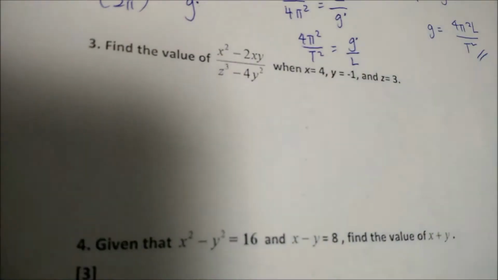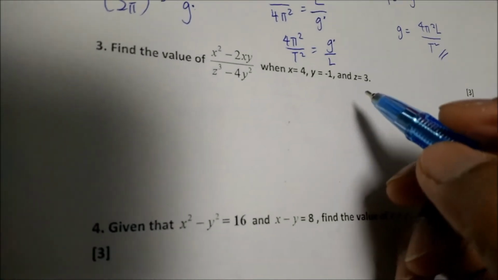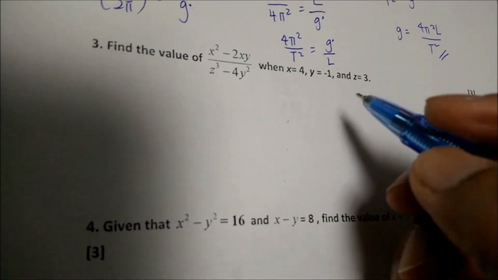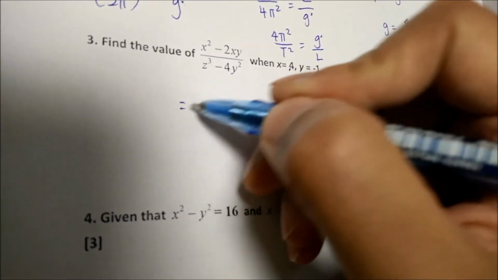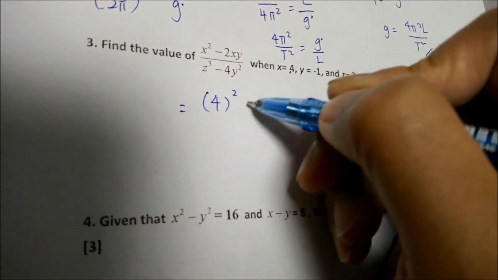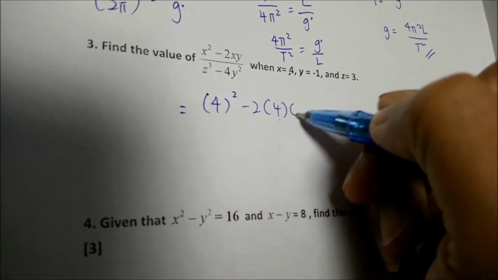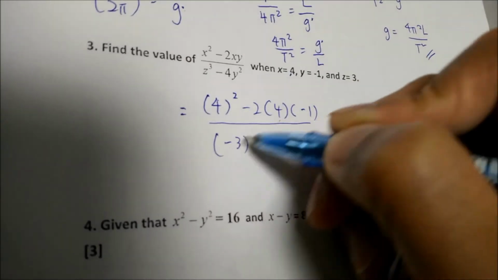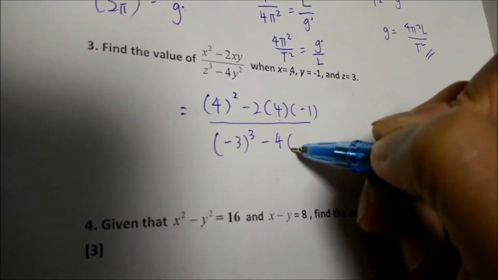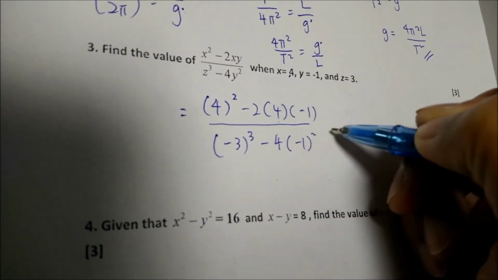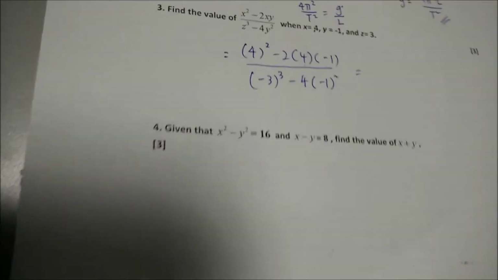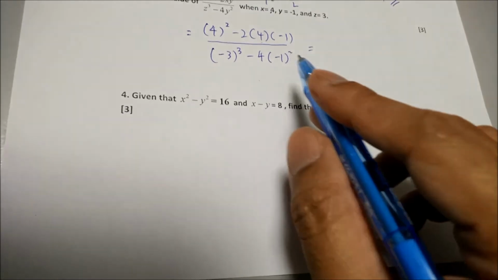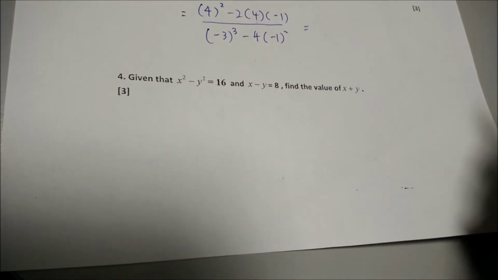Alright, about finding the value and substituting in the values is quite simple. Just put 4 inside. X is 4, y is -1. Then you go and press the calculator, which is quite simple. And you just press. Okay, I don't have to go through that. Make sure you put in the brackets where it's needed.